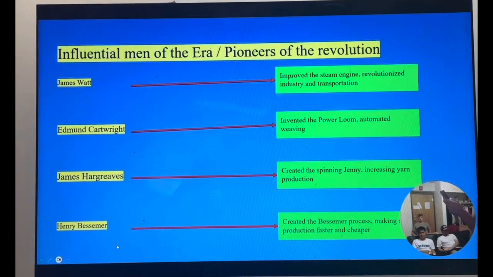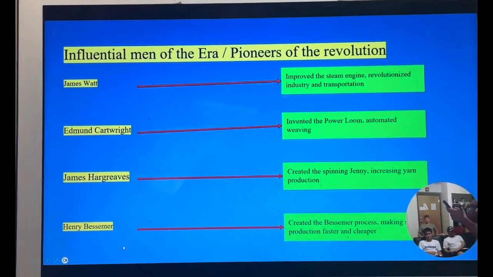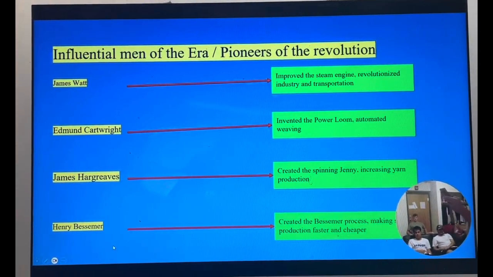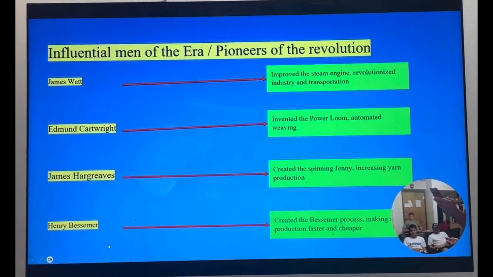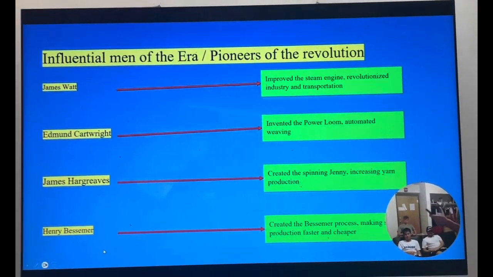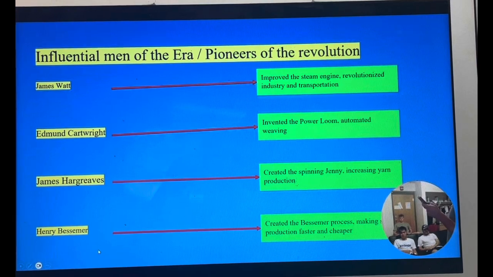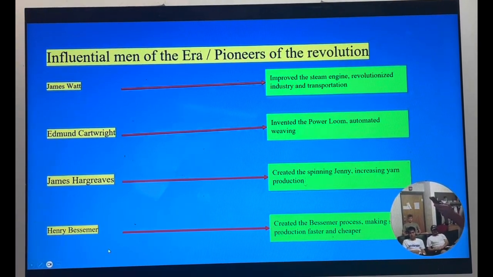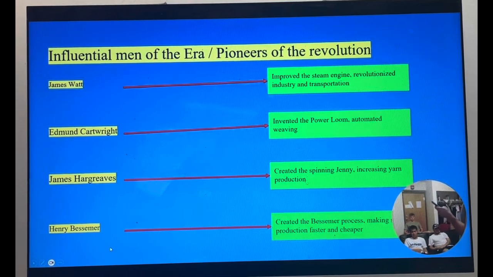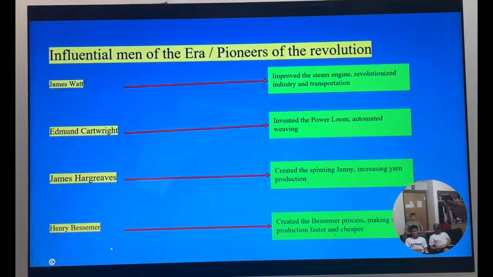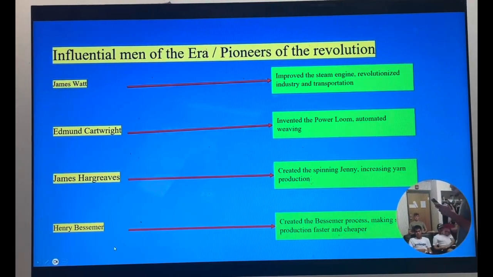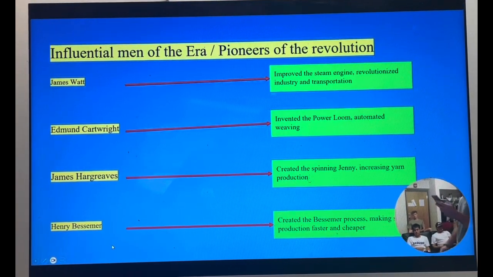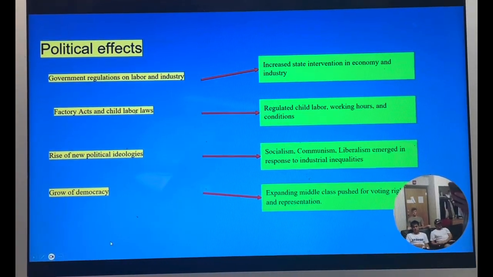Then the influential men of the era, the pioneers of the revolution. James Watt improved the steam engine and revolutionized industry and transportation. Then there was Edmund Cartwright, who invented the power loom and automated weaving. Thank you, Edmund Cartwright. And then James Hargreaves, who created the spinning jenny, increasing yarn production. And last but not least, Henry Bessemer created the Bessemer process to improve the making of steel.